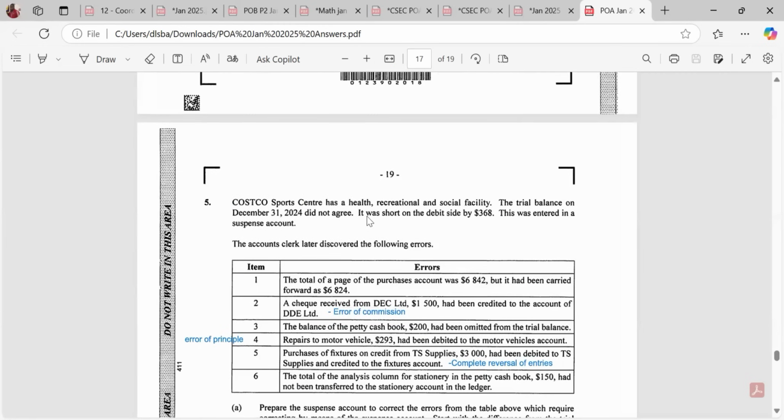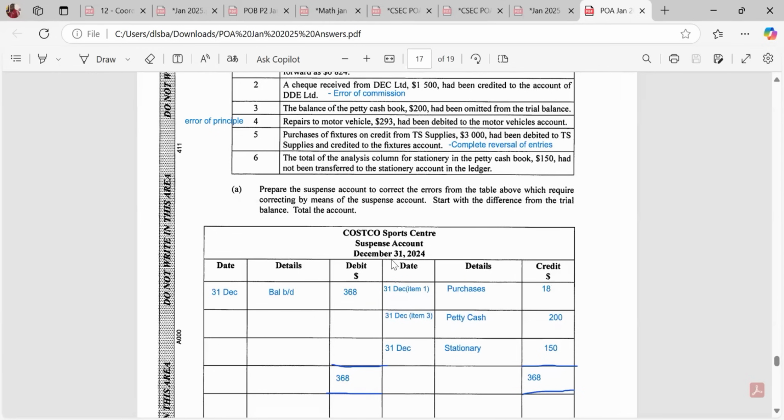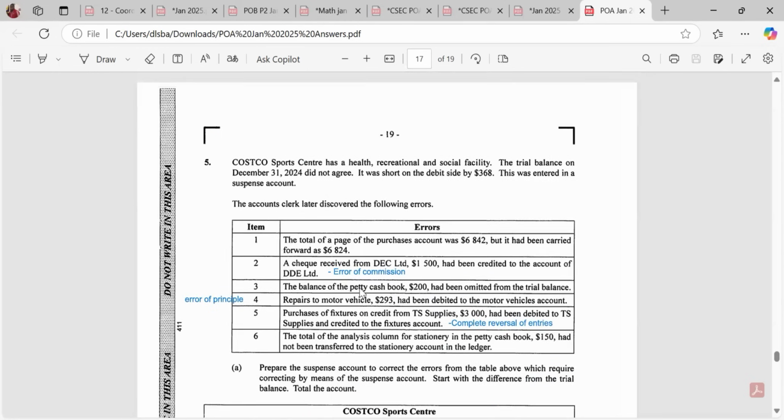So the trial balance was short on the debit side by 368. So the accountant would have opened the suspense account and put 368 on the debit side so that the debit side and credit side would be equal. So that's what we have to start off our suspense account with. The balance brought down of 368 on the debit side. Now let's read the errors.